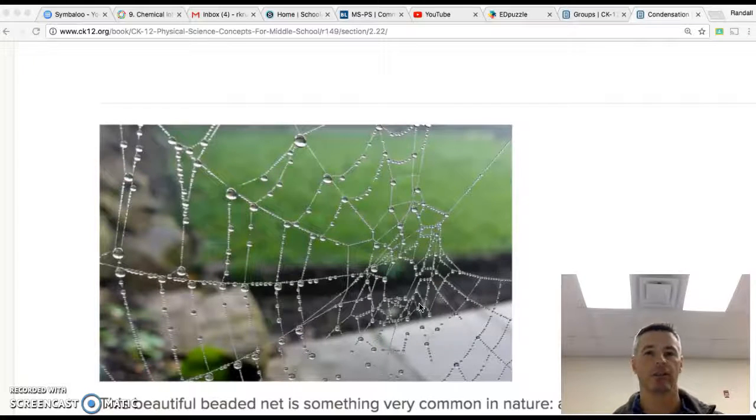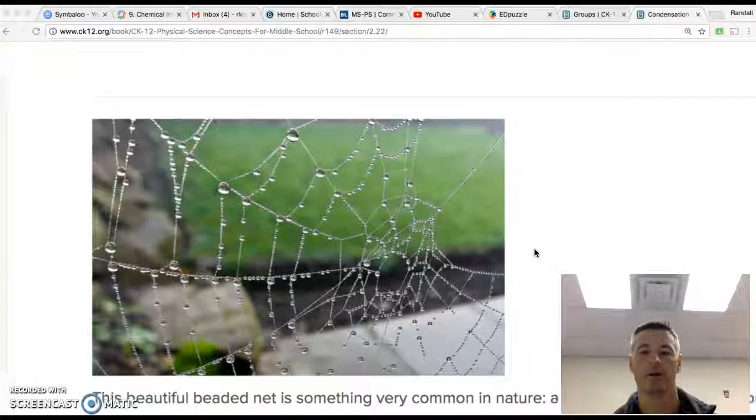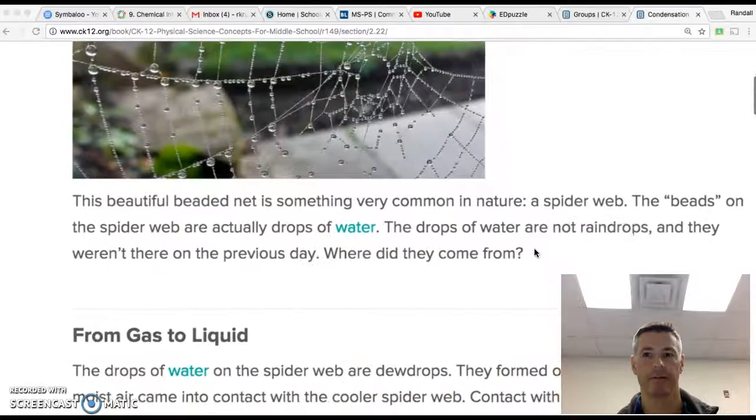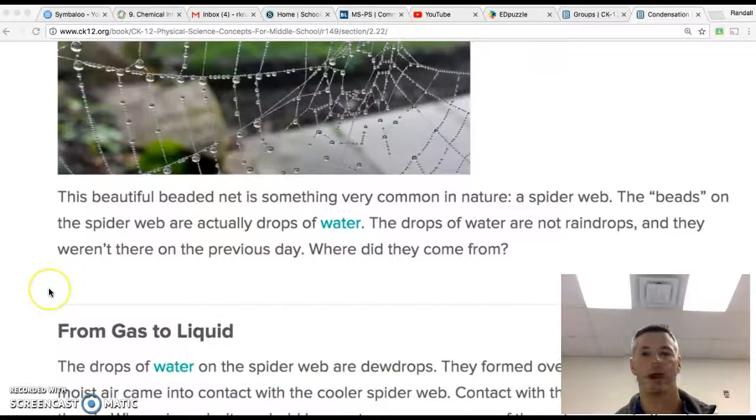And when you look at this picture, what do you see? I see what appears to be a spider web. Now, the liquid on the spider web should get your curiosity up. So how is there liquid on the spider web, but it hasn't even rained? Right away I thought, oh, it rained, spider web. No, it has to do with the science concept of condensation. So follow along as I read, and we'll do some practice questions at the end.